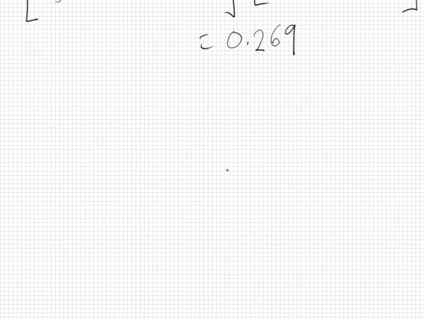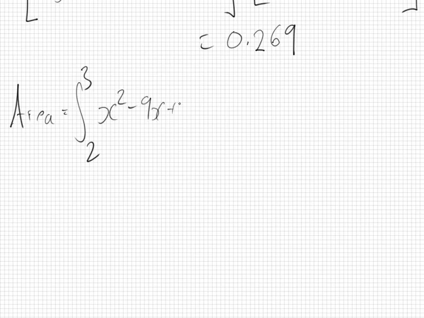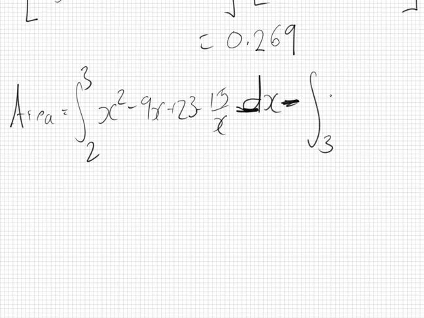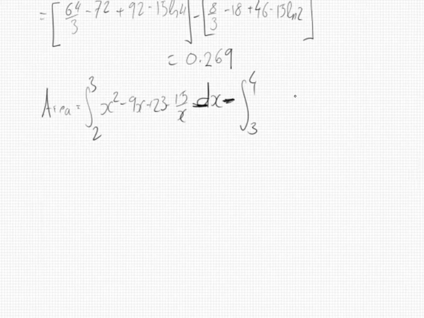So the area would equal the integral from 2 to 3 of x squared minus 9x plus 23 minus 15 over x, I'll put my dx in, minus then the integral from 3 to 4. And then the same thing, x squared minus 9x plus 23 minus 15 over x.